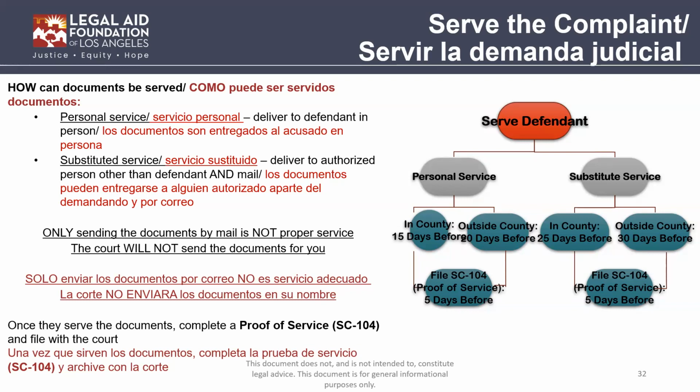So substituted service doesn't allow for you to just hand the documents to any stranger on the street and call it a day. There needs to be some sort of legal relationship between the person who's accepting the documents on behalf of the person you're suing. And then, because you didn't hand the documents directly to the defendant, you also need to mail a copy of the documents to the address you have on record for the defendant. Only sending the court documents by mail is not considered proper service. The court will not send the documents to the person you're suing for you in a small claims case, and you are responsible for making sure service is completed on the person you're suing.